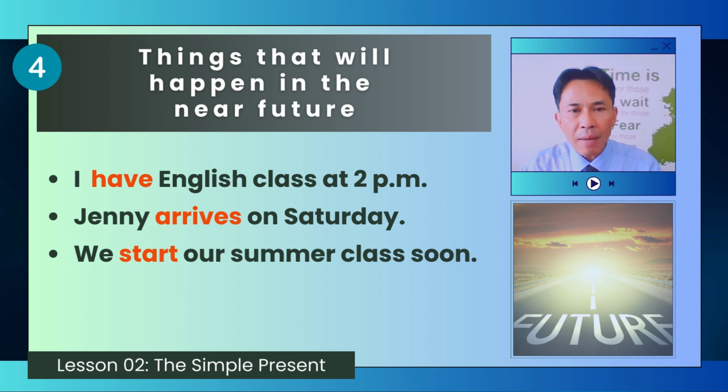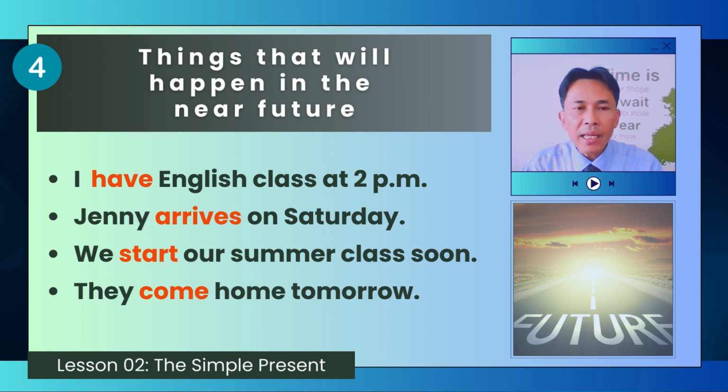We start our summer class soon. Again, soon means it's in the near future. So we can use the simple present tense. So we use the verb start. They come home tomorrow. And again, this is something that will happen in the near future. Tomorrow, it will happen tomorrow. They will come home tomorrow. So we use the verb come. So remember, it is possible and it is very common to use the simple present tense to talk about something that will happen in the near future.